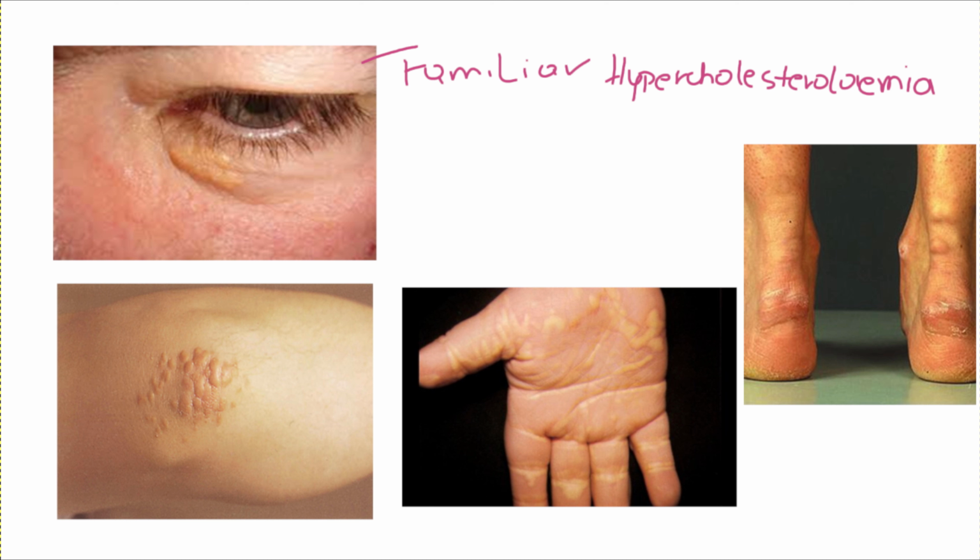So the first thing, which is quite important to know about familial hypercholesterolemia, is that it is an autosomal dominant disease. Allow me to write it down for you. Okay, so autosomal dominant.